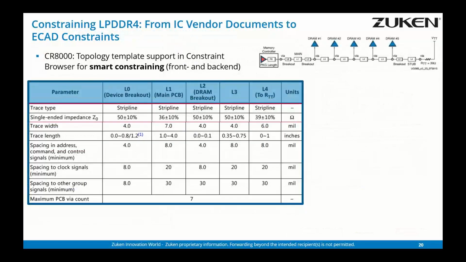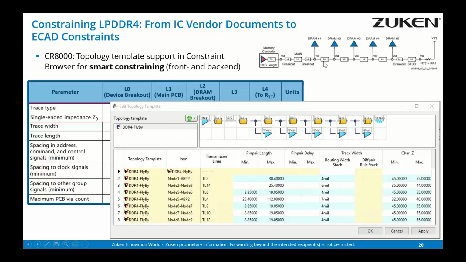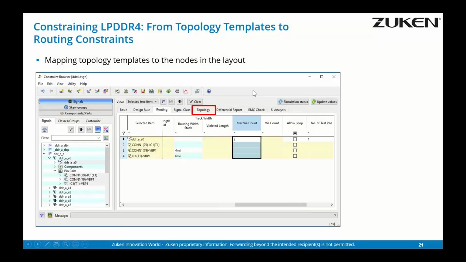But that's covered in the constraining features of CR-8000 already in the front end. So the topology template feature, which you can launch from the constraint browser, allows what we call smart constraining, where you can implement these situations with the changed impedance structure, and you can give these segments minimum and maximum lengths, and then design the rules accordingly. So you can create proper topology templates, and then you assign these templates within the constraint browser to nets, to groups of nets, to net classes using the topology tab.